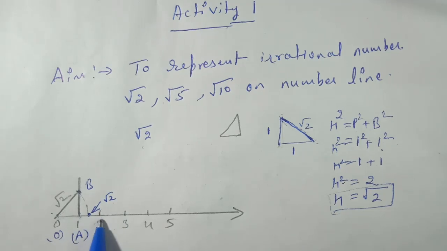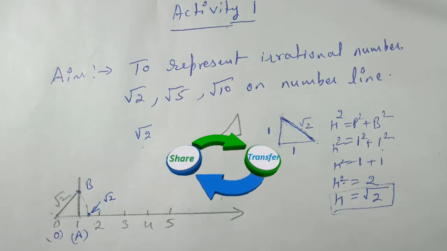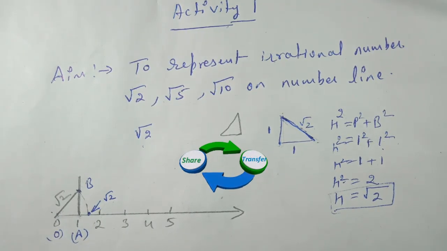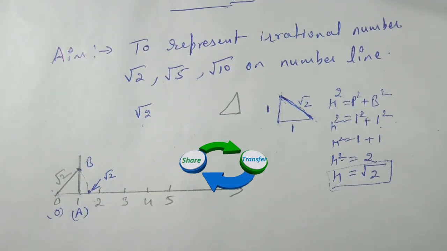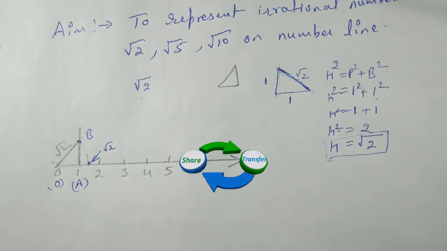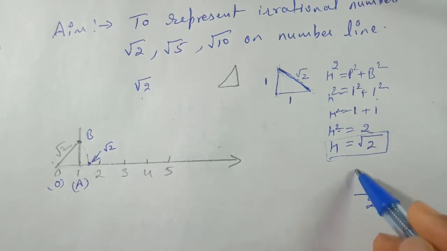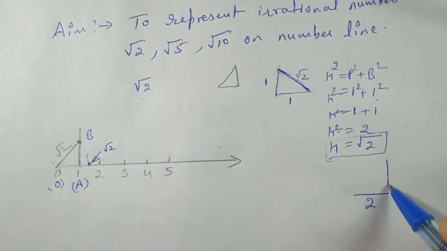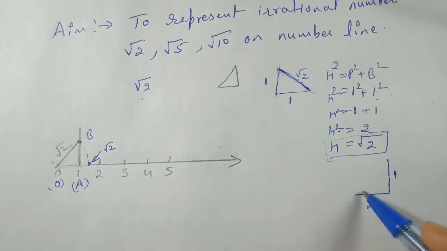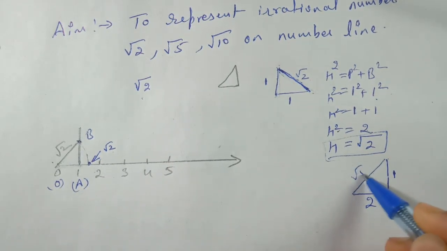Because it is between 1 and 2, it means 1 point something is the value of root 2. So this way we can draw root 2 on the number line. Now if we have to draw root 5 on the number line, we have to take the base as 2 and the standing line, this perpendicular, as 1, so we'll get root 5.